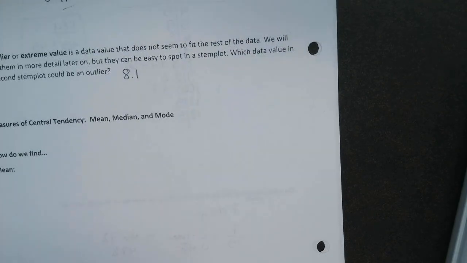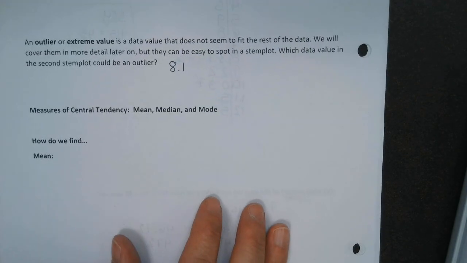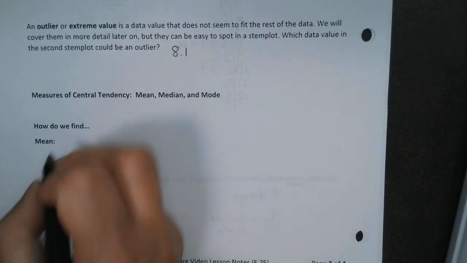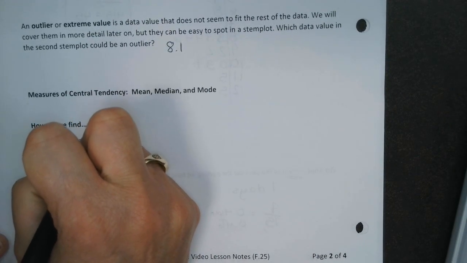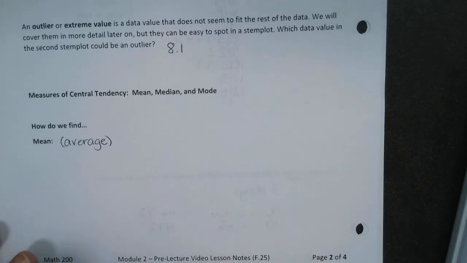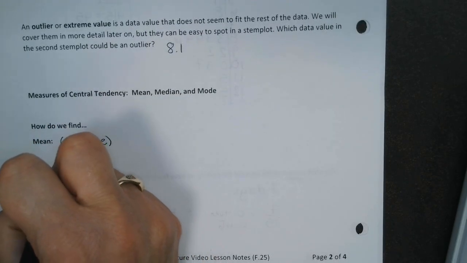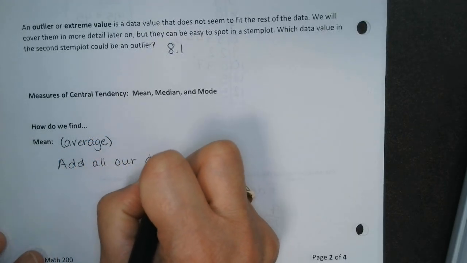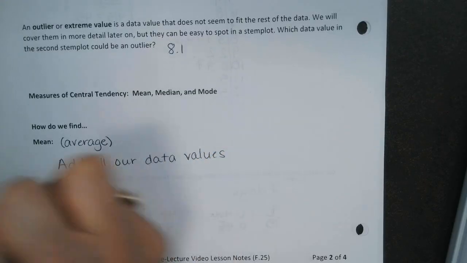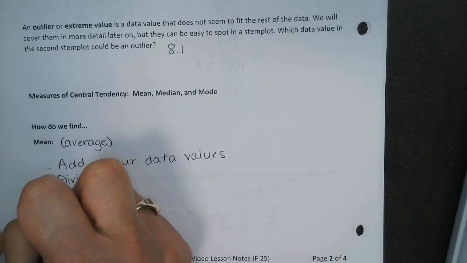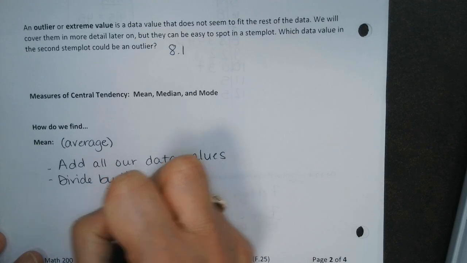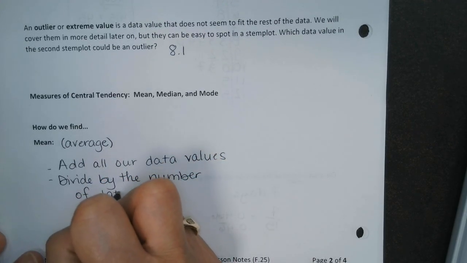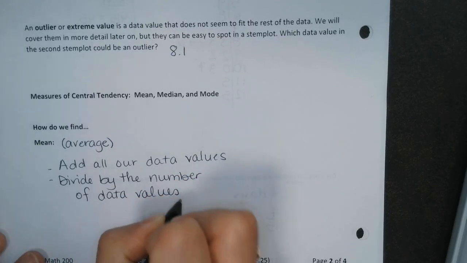Okay, the last thing we're going to talk about here is mean, median, and mode. Those are generally things that people remember from other classes. If you don't, that's okay. So mean is what we often talk about as average. So to find the mean or the average, we add all our data values. It's the first thing we do, and then we divide by the number of data values. So if I have 10 test scores, I add them all up and I divide by 10.